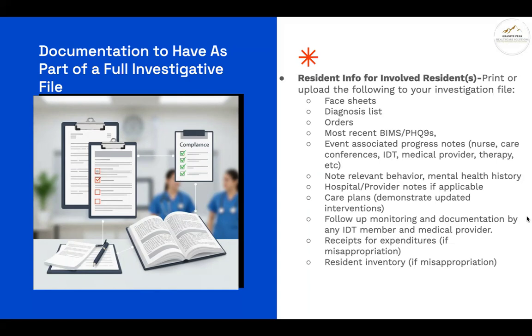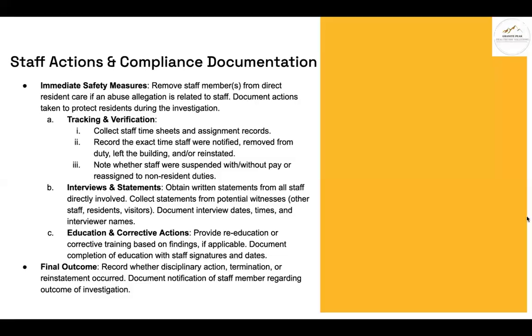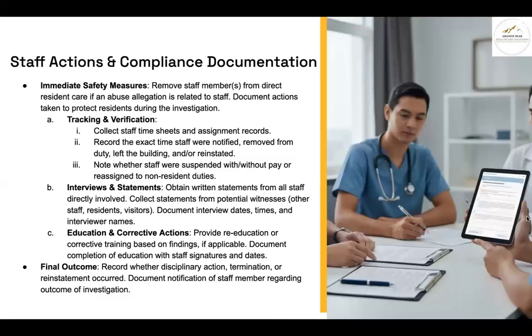If the allegations are related to misappropriation, you may want to consider adding in the resident inventory or possibly receipts for expenditures. So documentation that you may need to have related to staff as part of that investigative file: what immediate safety measures you took. If you remove staff members from direct resident care, if that abuse allegation is related to staff, you want to document the actions taken to protect residents during that investigation. So that includes potentially collecting staff timesheets, assignment records, recording the exact time staff were notified, removed from duty, left the building, and/or were reinstated.